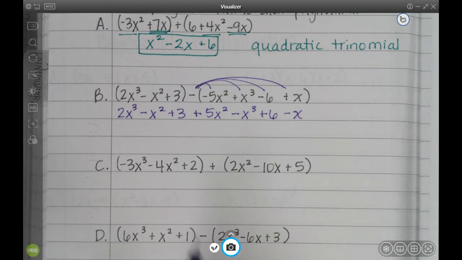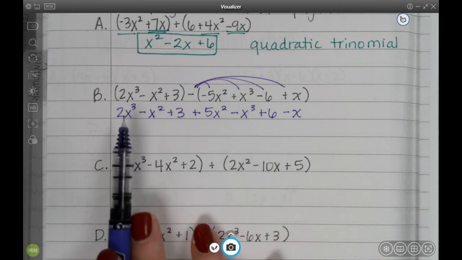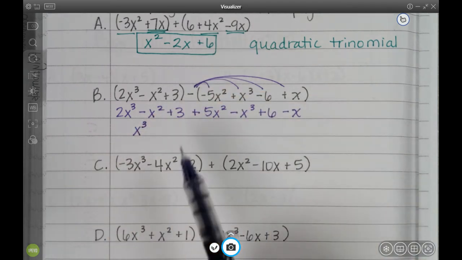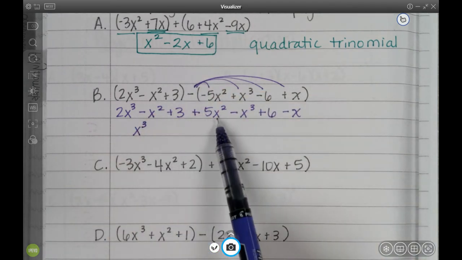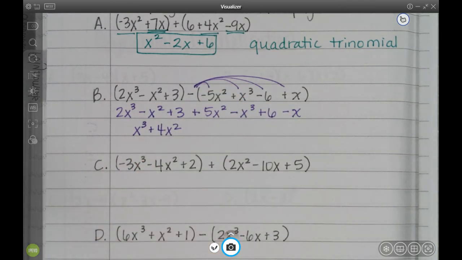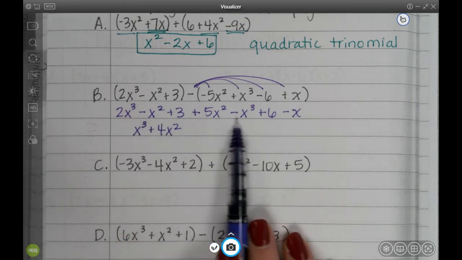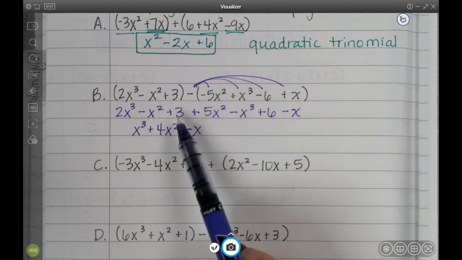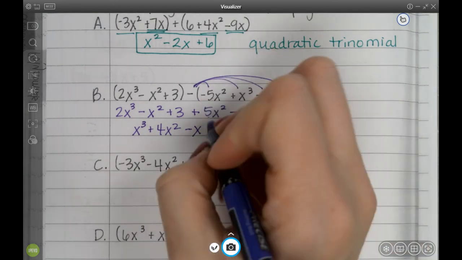Then combine your like terms. So I'm going to start with my biggest exponent of 3. 2x cubed minus x cubed is x cubed. And my x squared, negative x squared plus 5x squared is 4x squared. There you go. All right, then I have a minus x and plus 3 plus 6 is a plus 9.